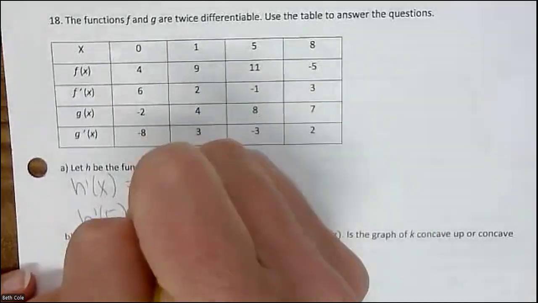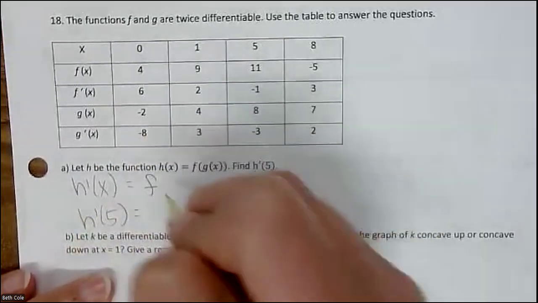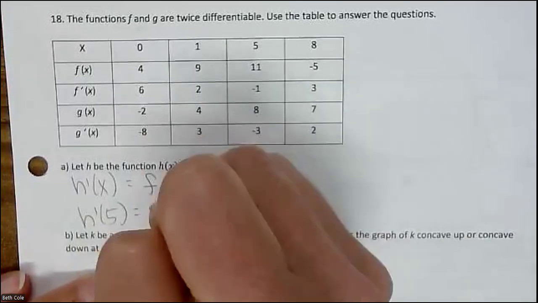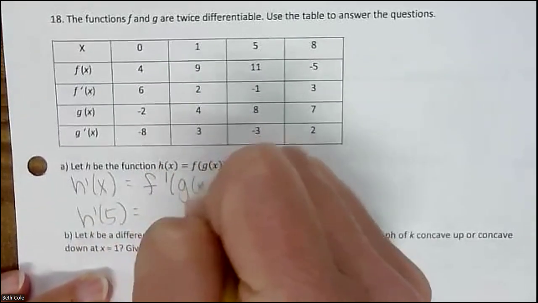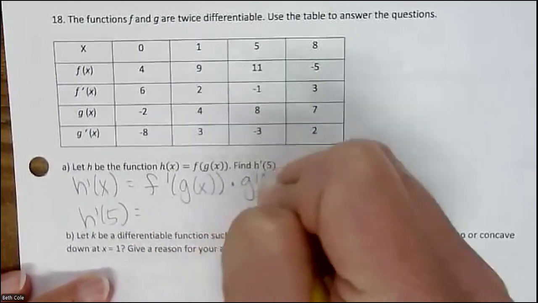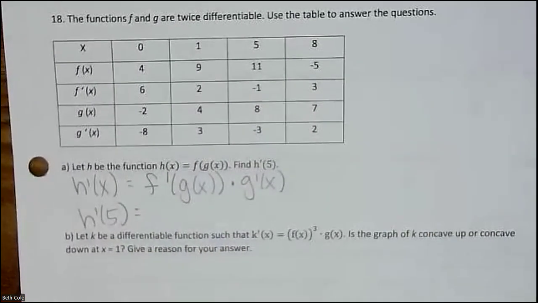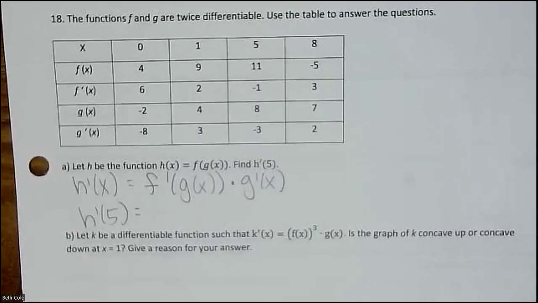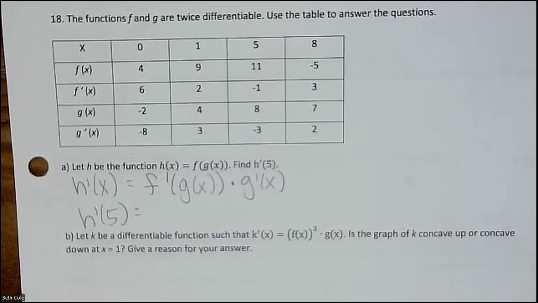It'll be F prime of G of X. Good. Perfect. And that is usually worth 2 points all by itself. It is that important. Then you're going to plug in 5, and we're going to use this handy table here. You're going to have to watch me point to stuff. Look, there it is.